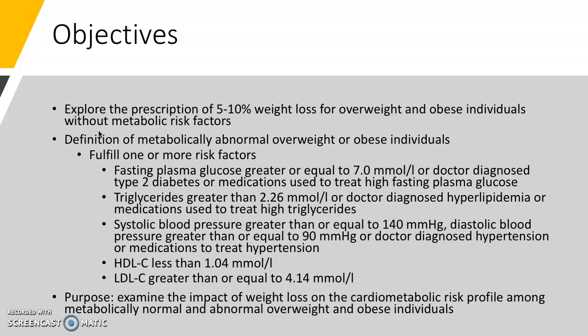They had to have a systolic blood pressure greater than or equal to 140, diastolic blood pressure greater than or equal to 90, or doctor diagnosed hypertension or a medication to treat hypertension. HDL less than 1.04 millimole per liter, LDL-C greater than or equal to 4.14 millimole per liter. So for this study, if they fulfilled one or more of these risk factors, they were considered metabolically abnormal. So the purpose of this study was to examine the impact of weight loss on the cardiometabolic risk profile among metabolically normal and abnormal overweight and obese individuals.